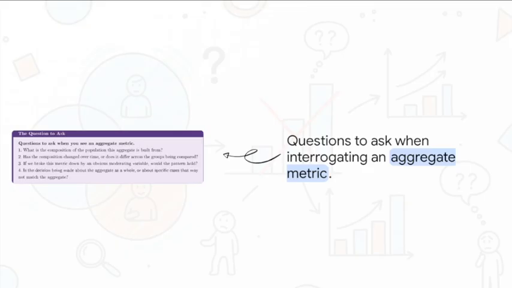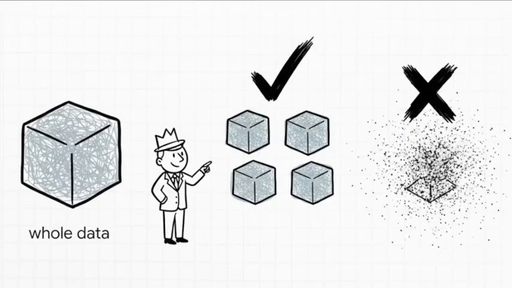First, what is the composition of the population this aggregate is built from? Second, has that composition changed over time, or does it differ across the groups being compared? Third, if this metric were broken down by an obvious moderating variable, would the pattern hold? And fourth, is the decision being made about the aggregate as a whole, or about specific cases that might not match the aggregate? The ultimate institutional defense against Simpson's paradox is establishing a habit of asking about composition.